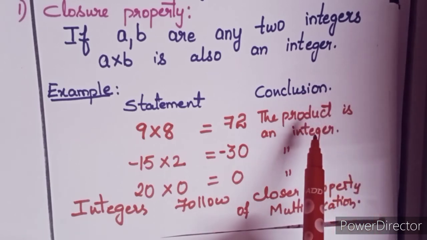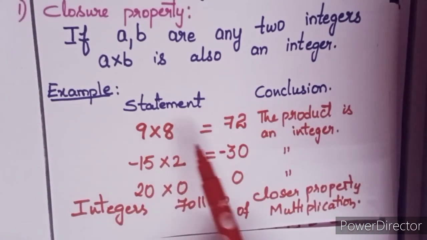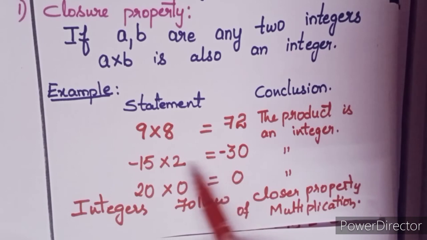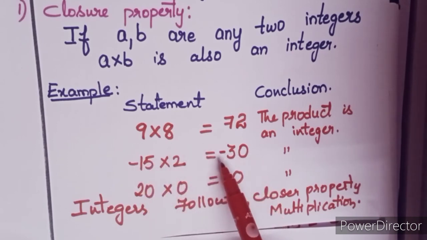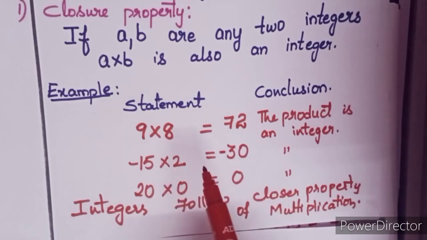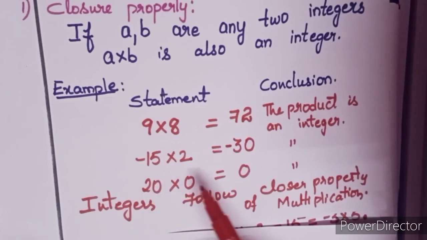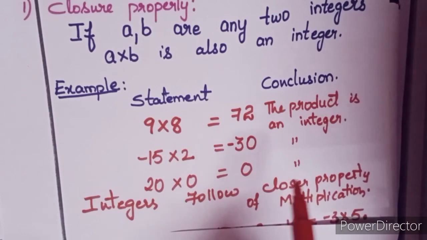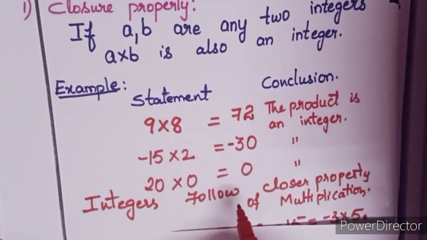is also an integer. Yes, 72 is also a positive integer. Next, let us take a negative example. Minus 15 into 2. 15 twos are 30. Minus into plus is minus. So minus 30 is a negative integer. Next, let us take the example with 0. Any number into 0, we get 0. Here 20 into 0, we got 0. So is 0 a positive integer, children, or a negative integer? Yes, 0 is not positive, it is not negative. It is still an integer. So what do we conclude, children? Integers follow the closure property of multiplication.